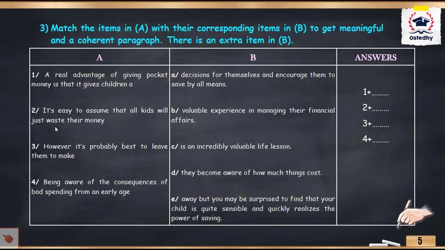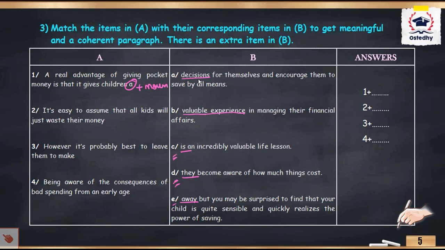So if I give pocket money to children, that will give them a. After a, we saw in the last exercise, we need a noun. So I have to look and find out where I have a noun. Is it E? No. Is it D? No. Is it C? No. Fine. Here you have valuable experience, and here you have decisions. So I have the confusion between A and B. I have to read them together.